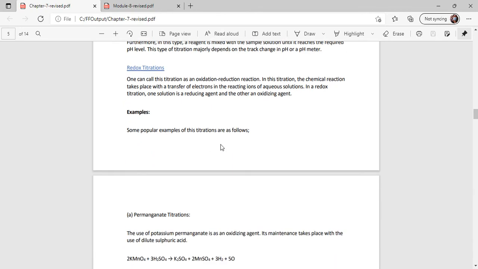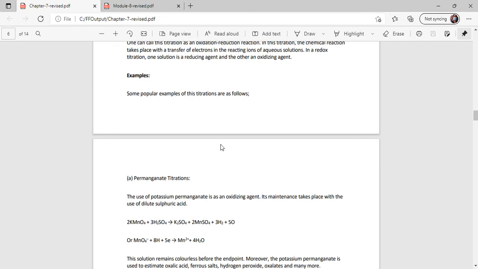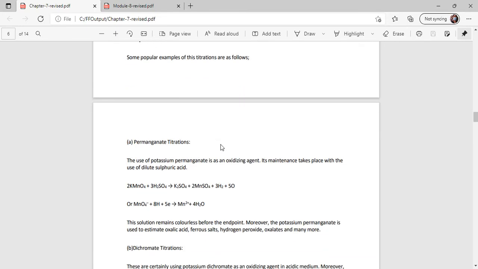For example, some examples of this titration are first your permanganate titration. This uses potassium permanganate as an oxidizing agent, and its maintenance takes place with the use of dilute sulfuric acid. So you have here your potassium permanganate, and then you have your sulfuric acid, H2SO4. When they combine, it will produce K2SO4 plus 2MnSO4 plus 3H2O plus 5O.